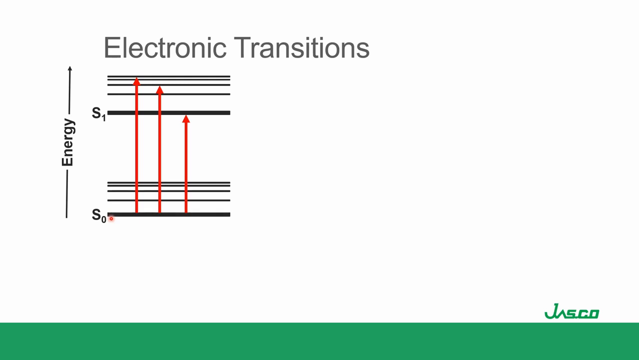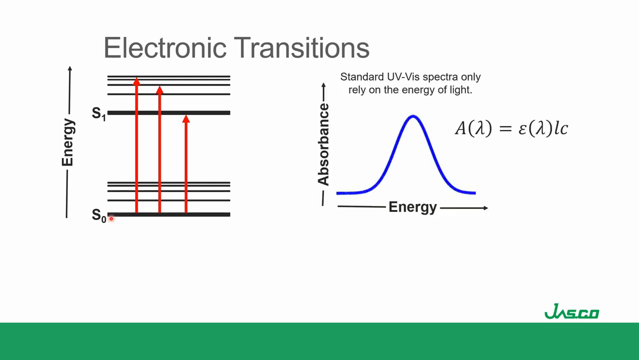So first, I want to go into electronic transitions because that's really what we're looking at here. So if you think about a UV visible experiment, you have a ground state, this S0. You have a higher energy state, this S1. You pass light through your sample, and excitation takes place, and then you simply get an absorption spectrum, which is analogous to or related to the energy of the photons exciting your sample. And you can relate this to the concentration of your sample with Beer's law.